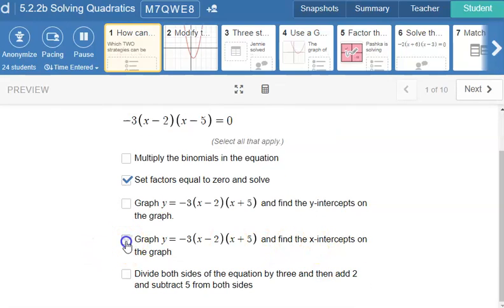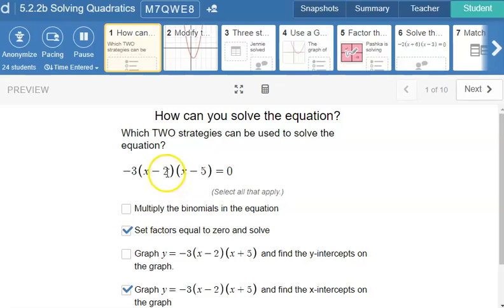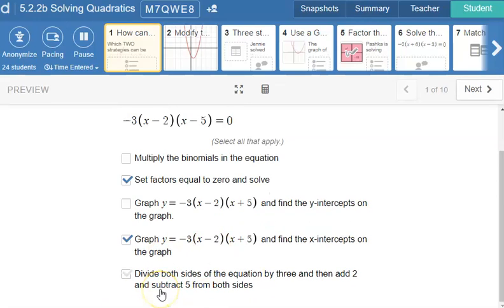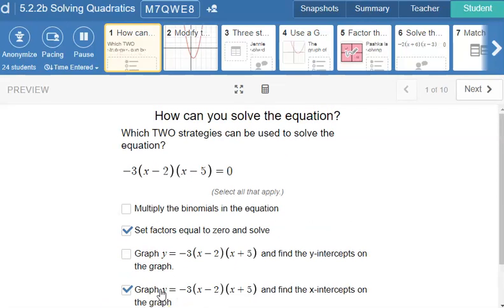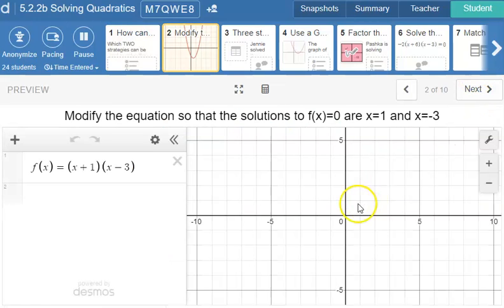So the next answer was this one. You would graph it and look for the x-intercepts. Now, dividing both sides of the equation by 2 makes no sense, because this is added or actually subtracted from the x. So this last one doesn't have anything good about it. So hopefully nobody picked that one. All right, let's go to the next screen.